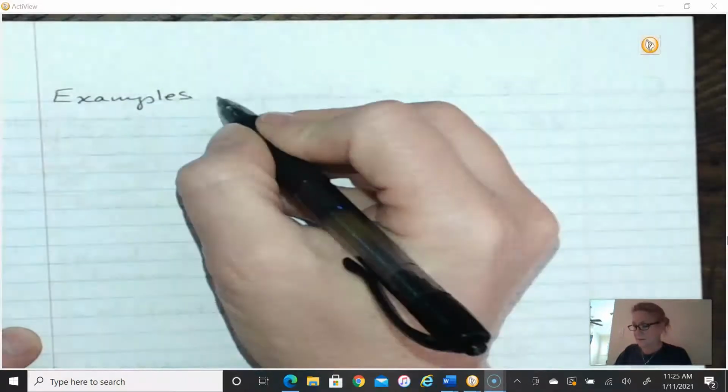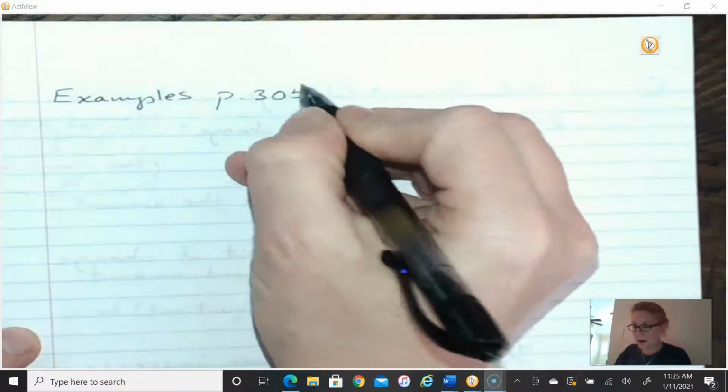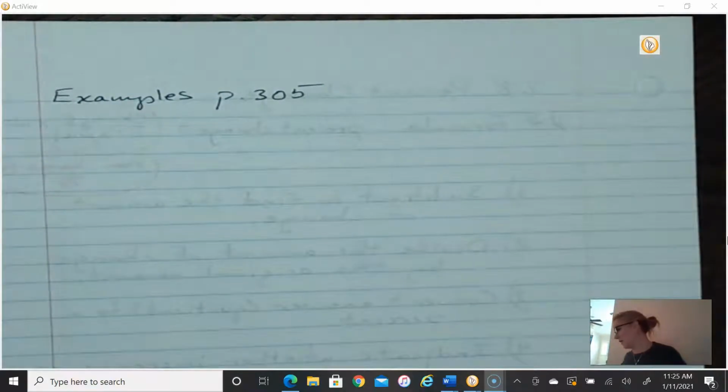All right, so examples. Page 305. So open up your books to page 305.